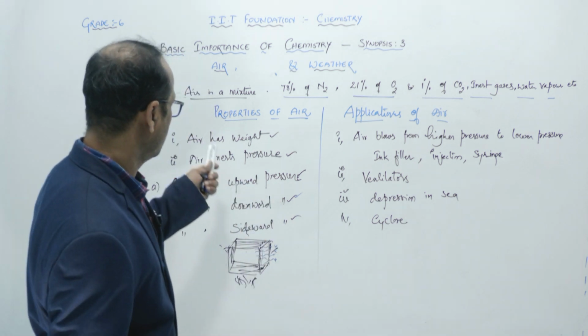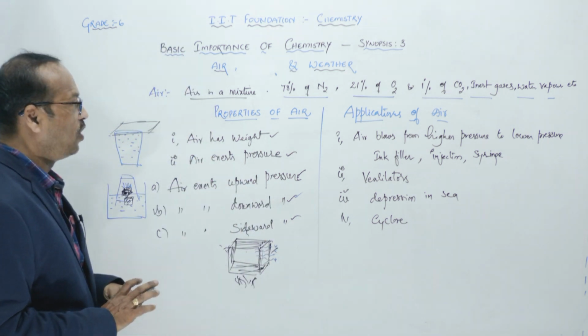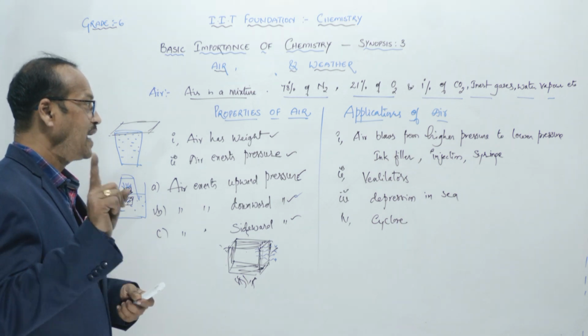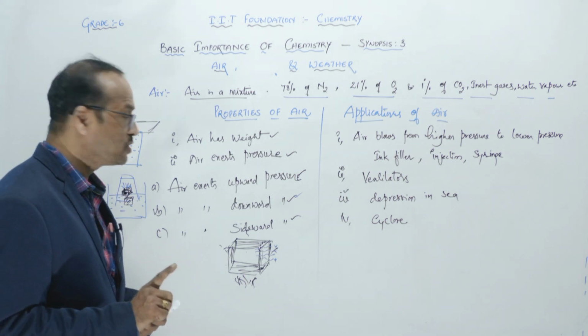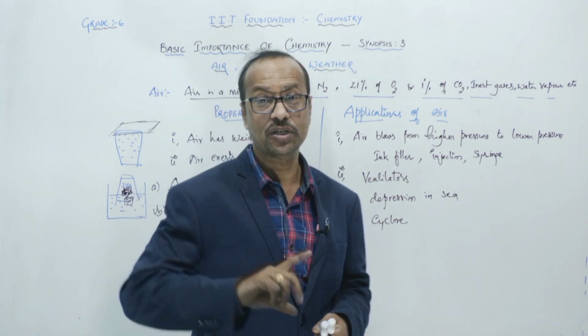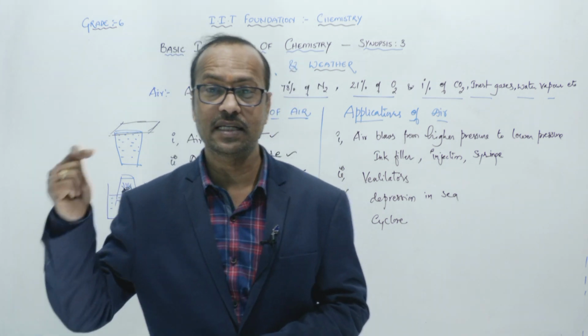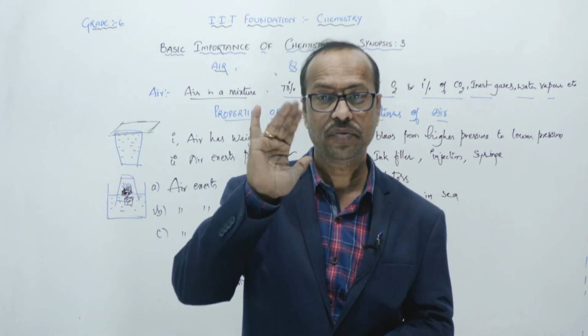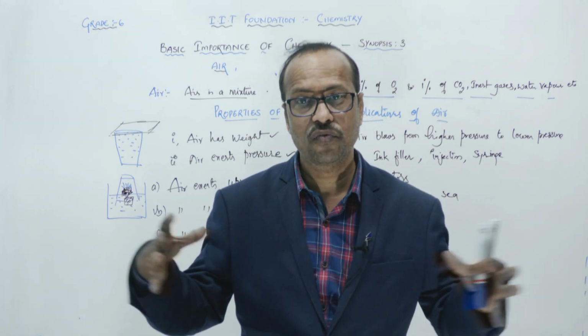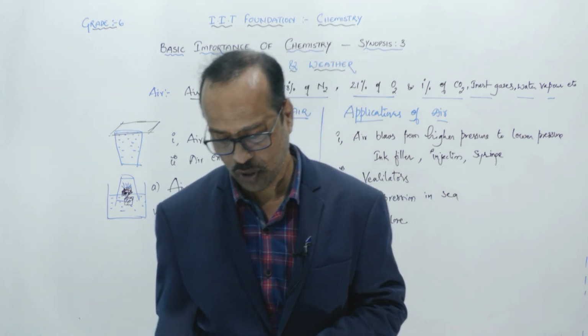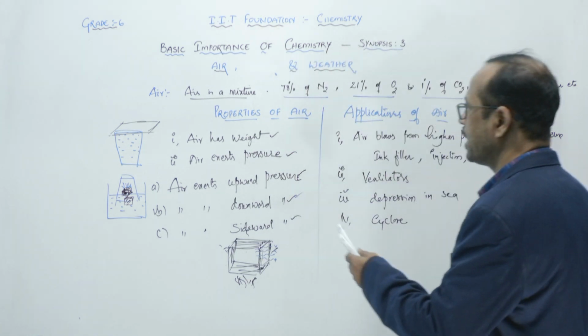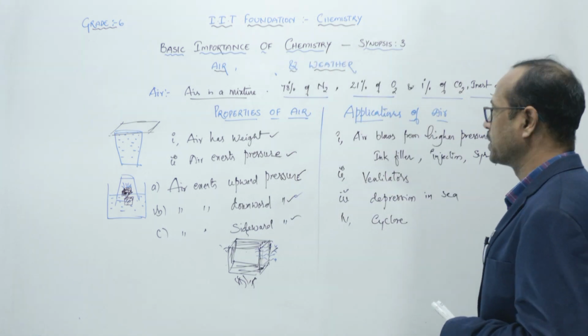So these are some of the properties of air. The first one is what? Air has weight, and second, air exerts pressure, and it exerts this pressure in the upward direction also, downward direction also, and sideward direction also. So that's about some of the properties of air.